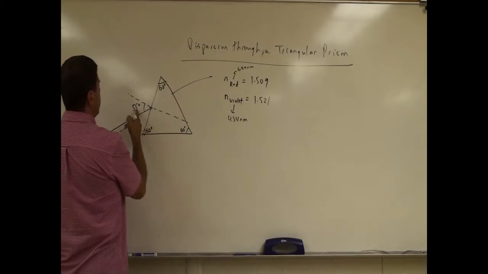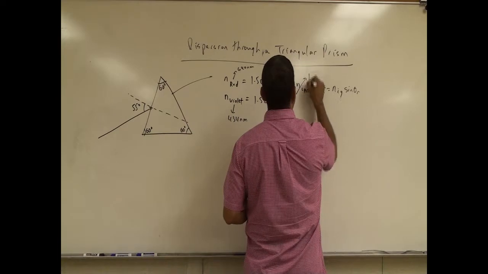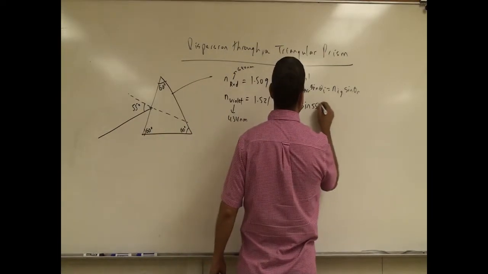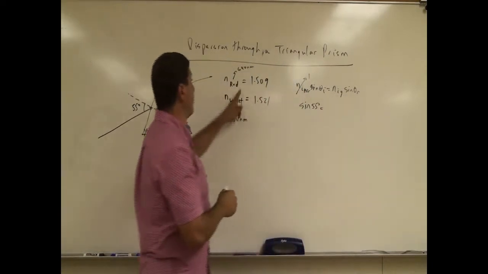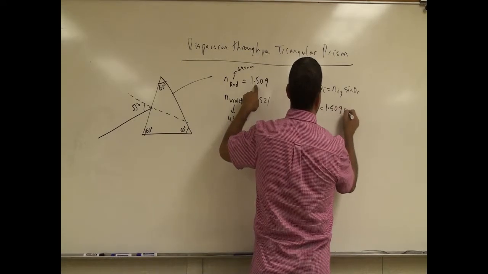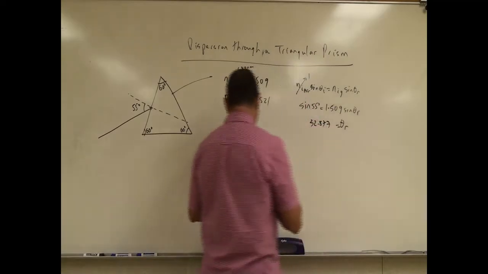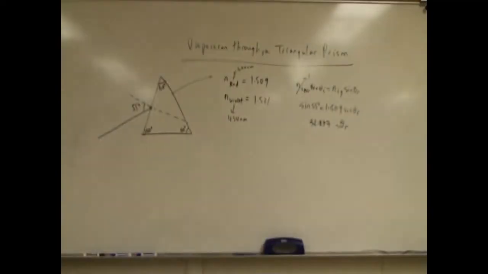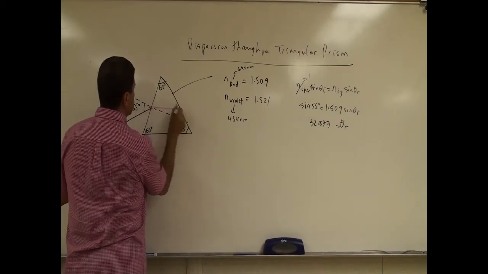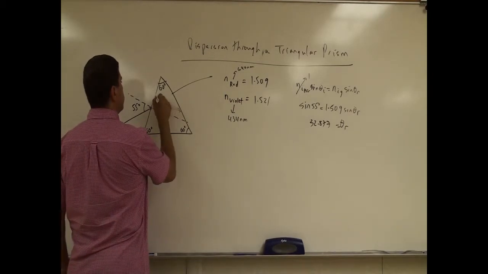When it goes from air to glass, the index for air is just 1. So 1 times sine of 55 degrees equals the index of refraction of glass for red, 1.509, times sine of theta r. So that's going to be my red light, about 32.877 degrees from the normal.